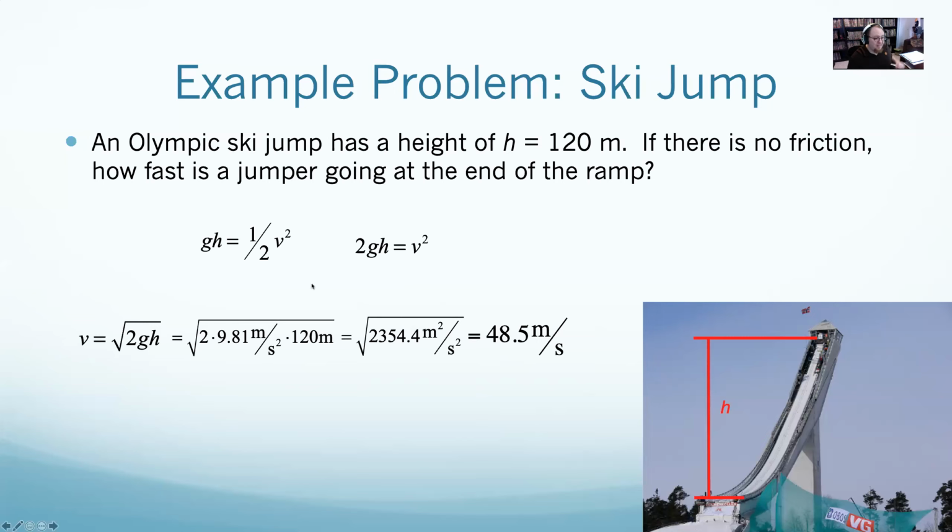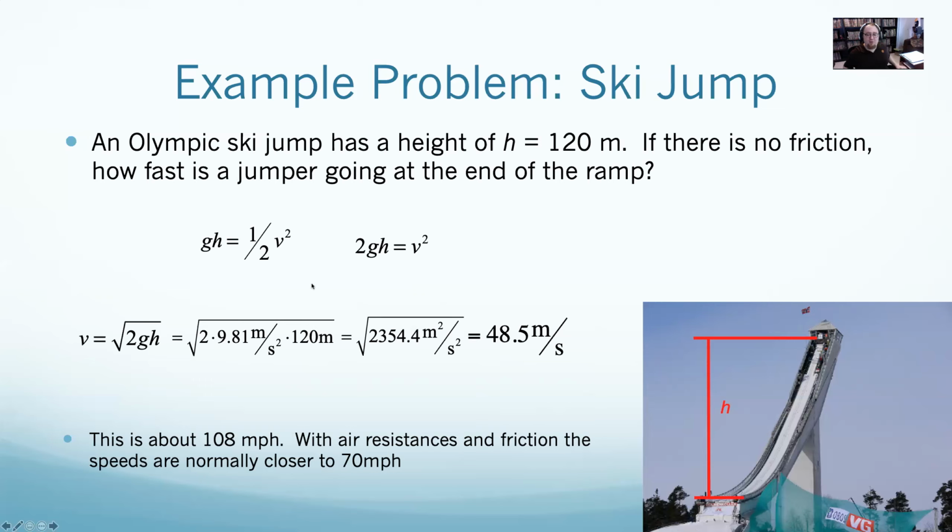Now, for the record, that is 108 miles per hour, which is crazy. And it's not the actual real number. Normally, people are going about 70 miles per hour when they go off the ramp. This change is because of air resistance and friction. There is friction, there is air resistance. But I would like to propose that going 70 miles per hour in nothing but spandex with big pointy things attached to your feet is still crazy. But if it was completely frictionless, you'd be going at 108. With friction, you go about 70.